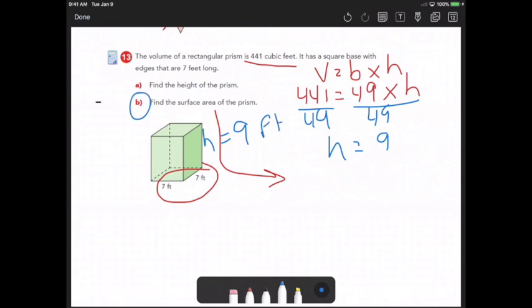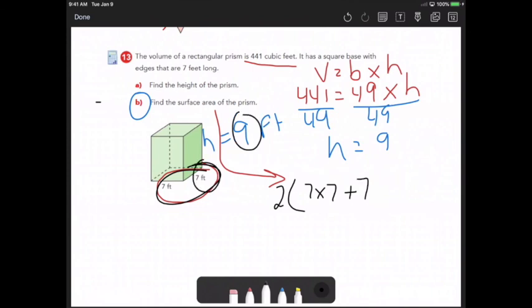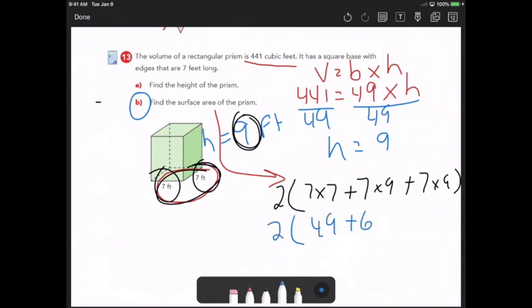Now we need to do the surface area. So the surface area, I'm going to do 2 times length times width, which is 7 times 7, plus 7 times 9, plus 7 times 9 again. Okay, so we have 2 times 49 plus 63 plus 63. So we could just add up 49 plus 63 plus 63, and you get 175. So it's 2 times 175. And when you times that by 2, you get 350. And that's going to be feet squared.